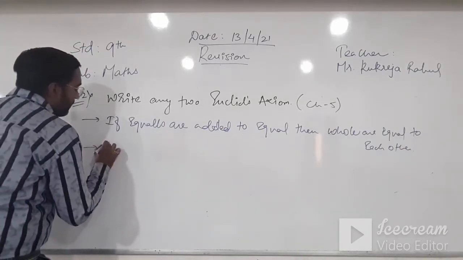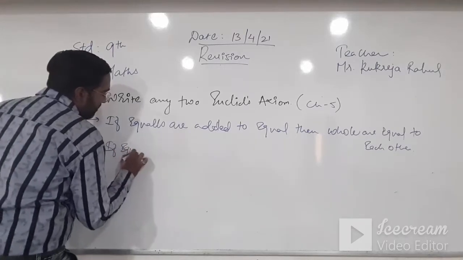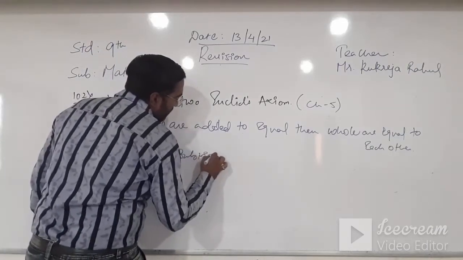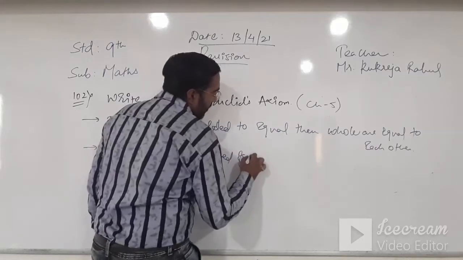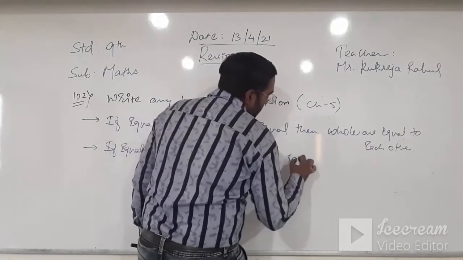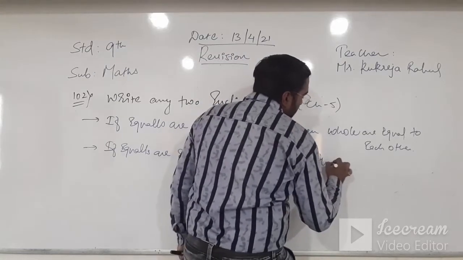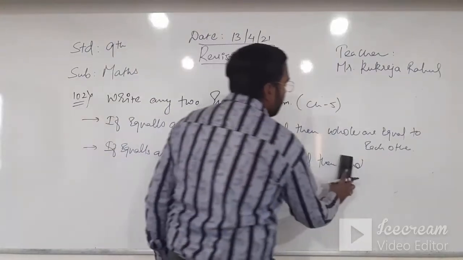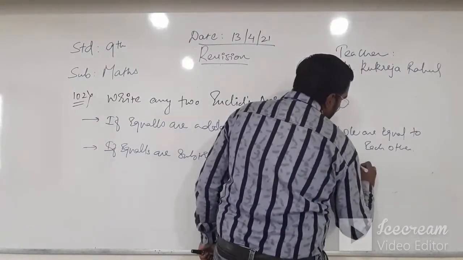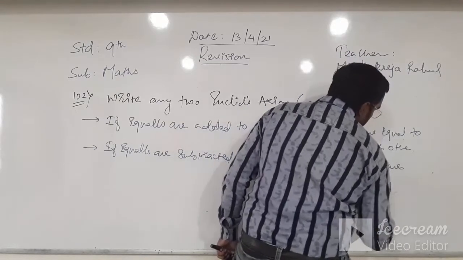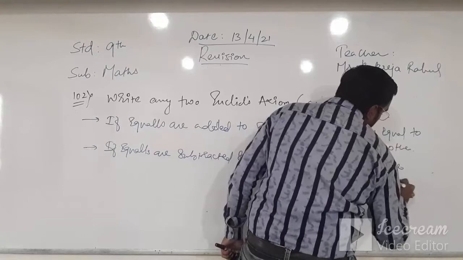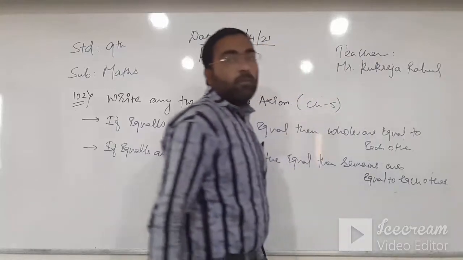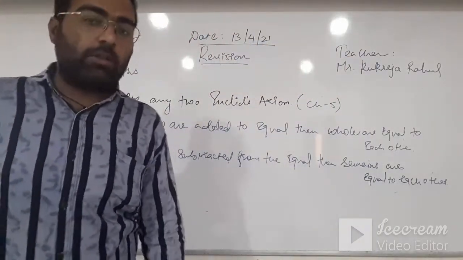Same kind in the subtraction. If equals are subtracted from equals, then the remainders are equal to each other. Clear? Then the remainders are equal to each other.